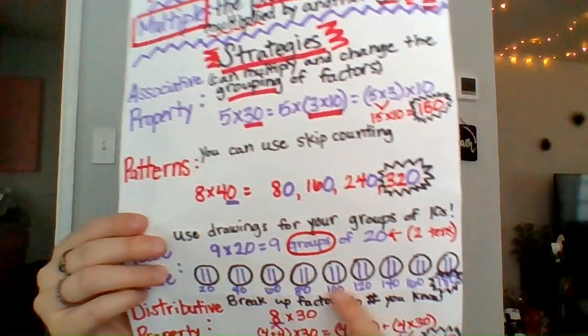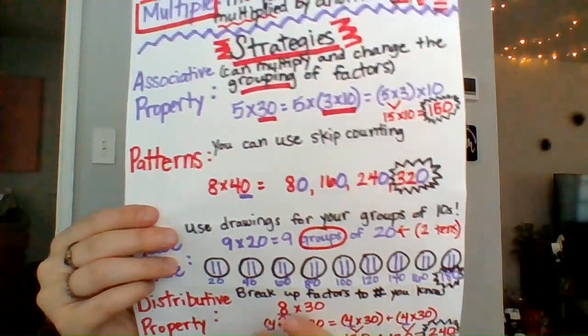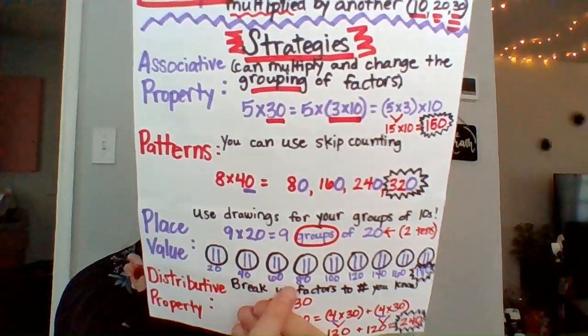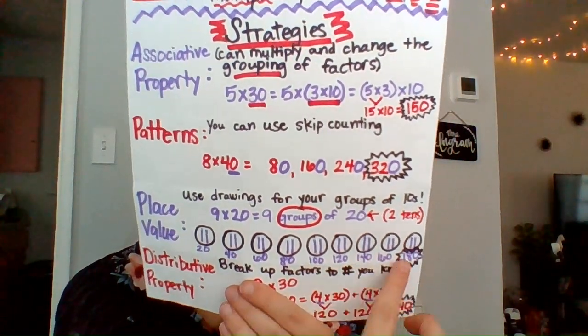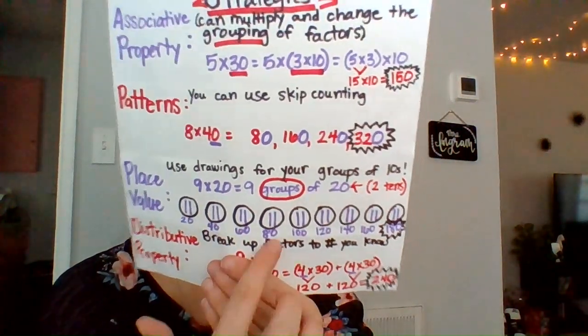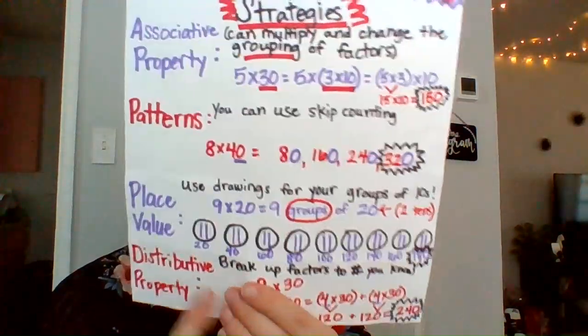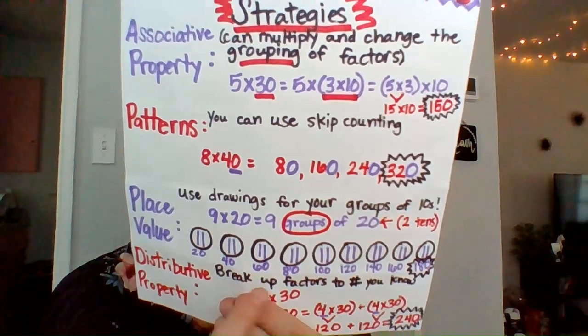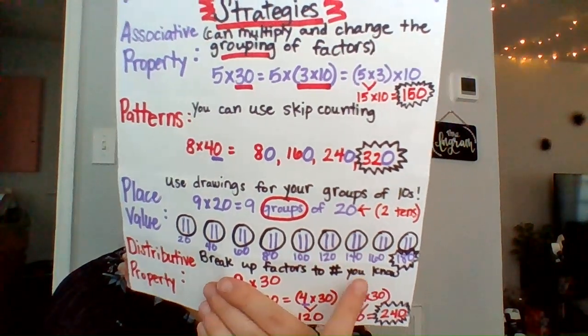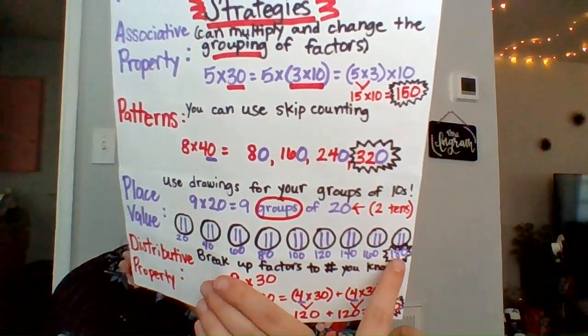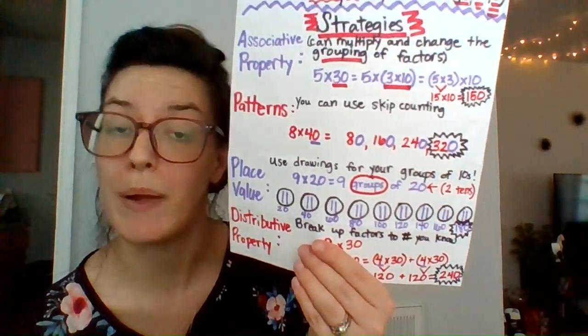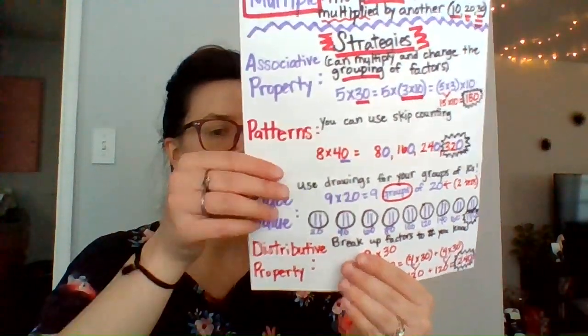So I drew my 9 groups, and then I drew 2 tens rods in each group, and then I used my skip counting to help me find my answer. So for my 9 groups of 2 tens each, I had 20, 40, 60, 80, 100, 120, 140, 160, and last but not least, my answer, my product of 180.